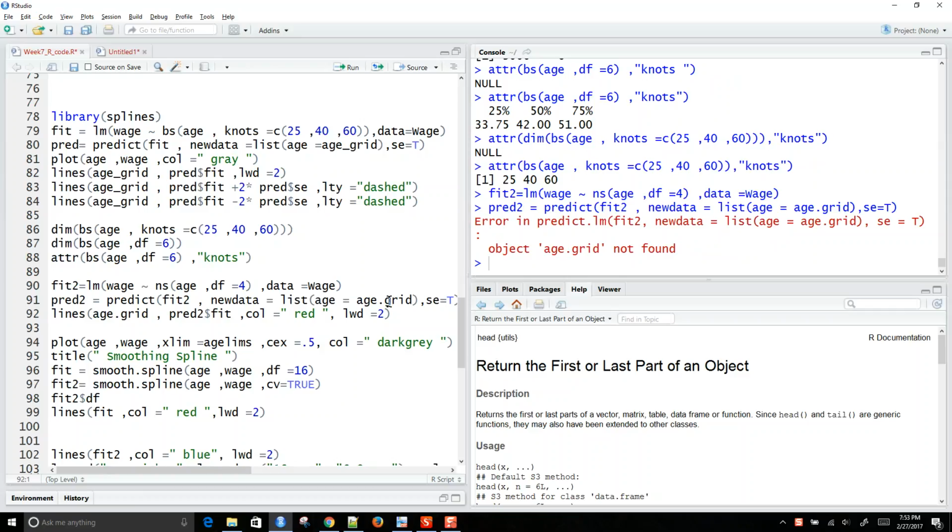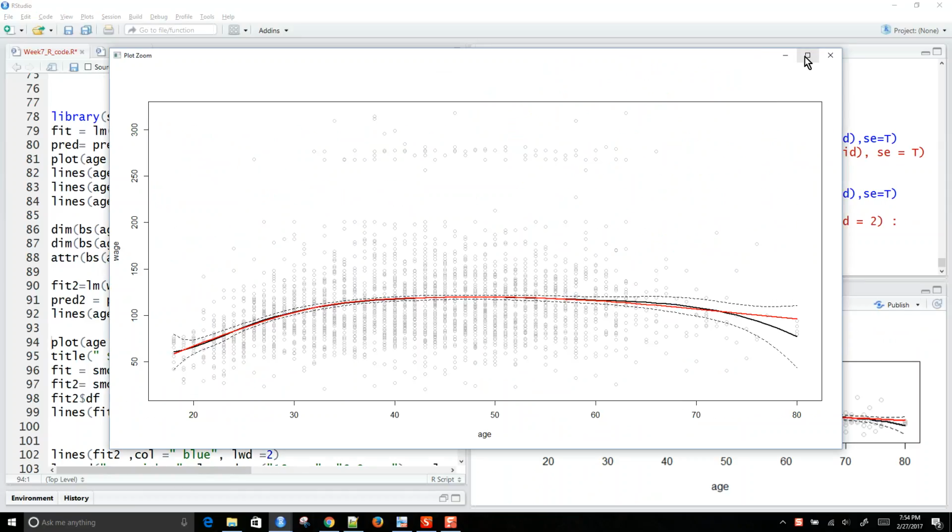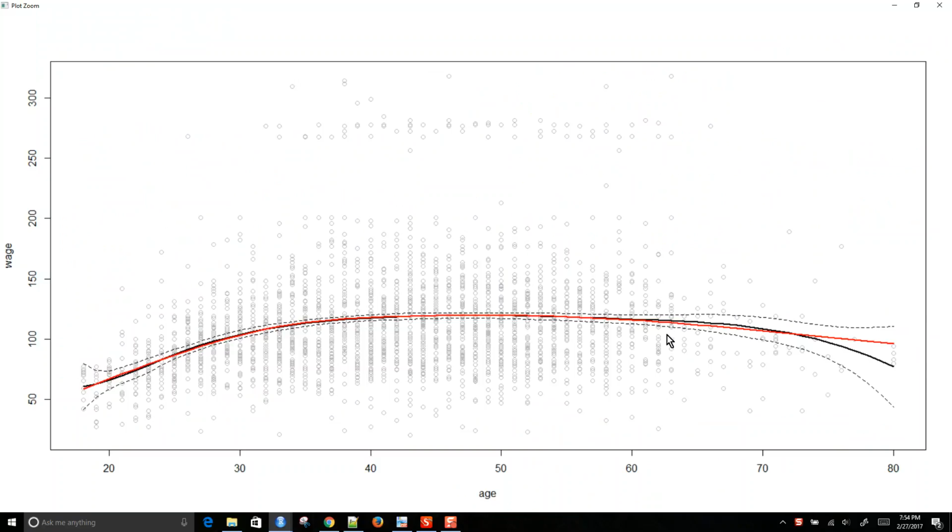Basically, with the natural spline, it forces that last portion over 60 and before 25 to be linear. Okay, and so we can see this ends up being a straight line right here in its last section.